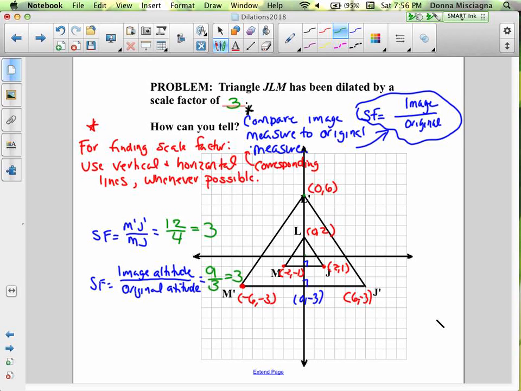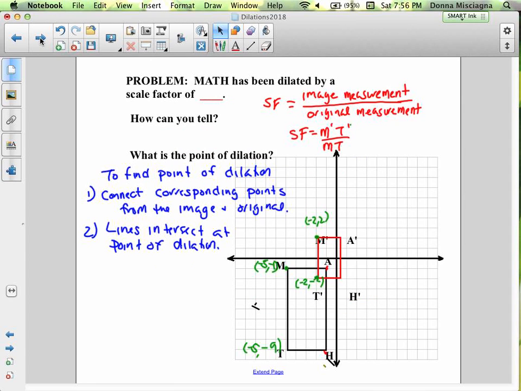So just compare image measure to original measure and use vertical and horizontal lines. That's all there is to this one. Actually, I did two examples, and we're going to do two things. First of all, we're going to find the scale factor. Second of all, we're going to find the point of dilation.